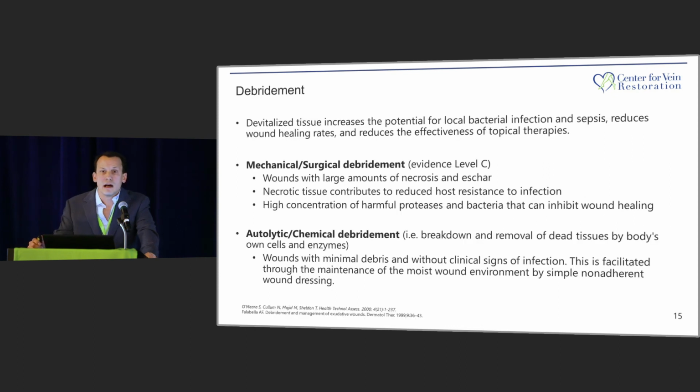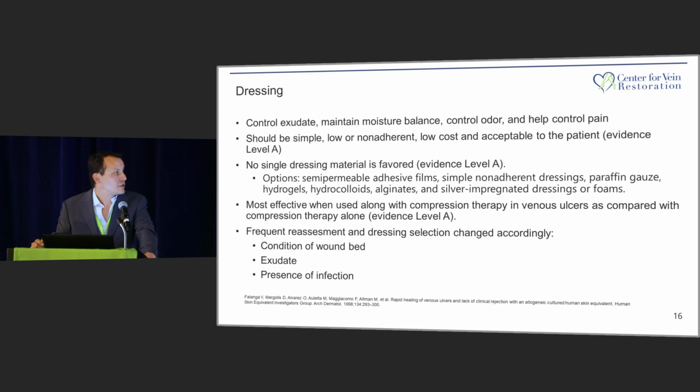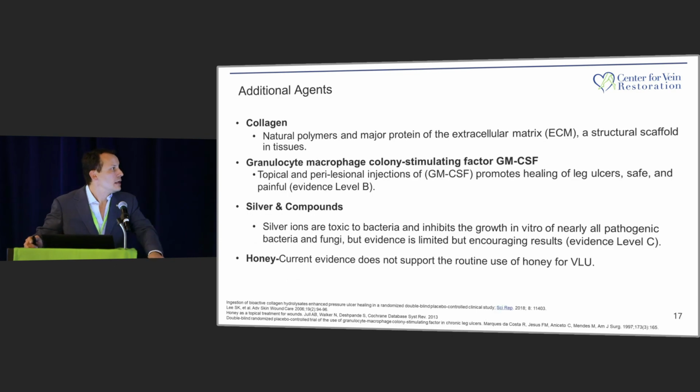Debridement is key. We can get started with some simple wet to dry debridement in the office. Consider some chemical, and obviously mechanical surgical debridement you would send out. The choice of dressing is key here. There's no single dressing material that has been shown to be favorable over the other. This is very industry driven. Make sure that it's cost effective, accessible, and the patient can do it. That's it. Additional agents, collagen works really well. It can be cheap. It is covered.